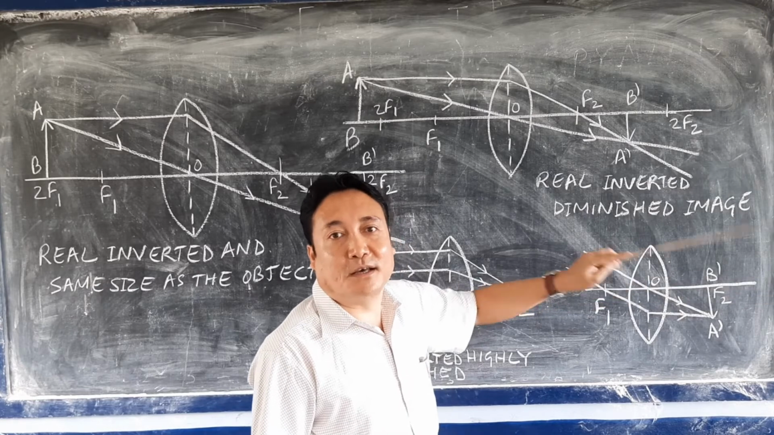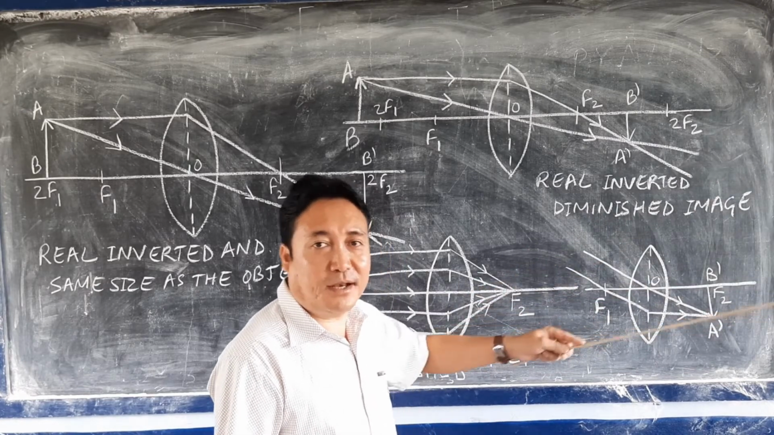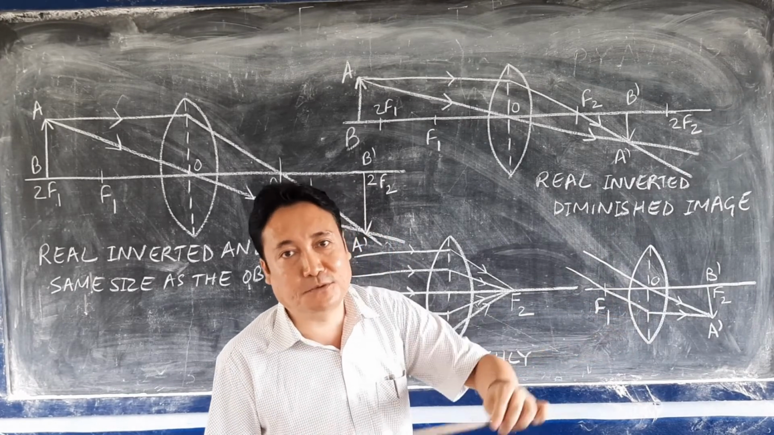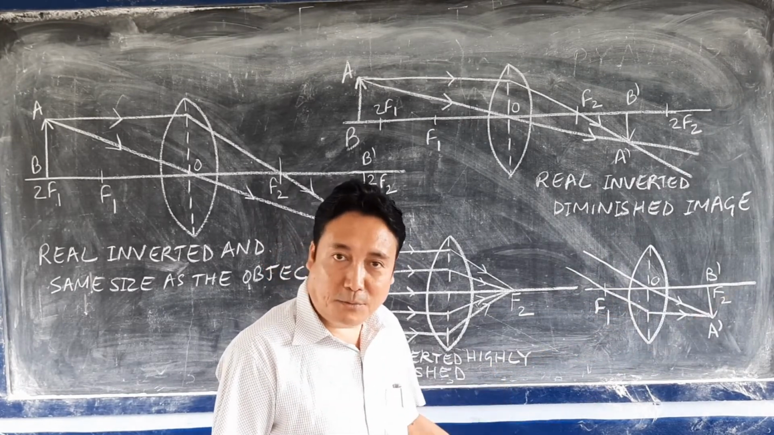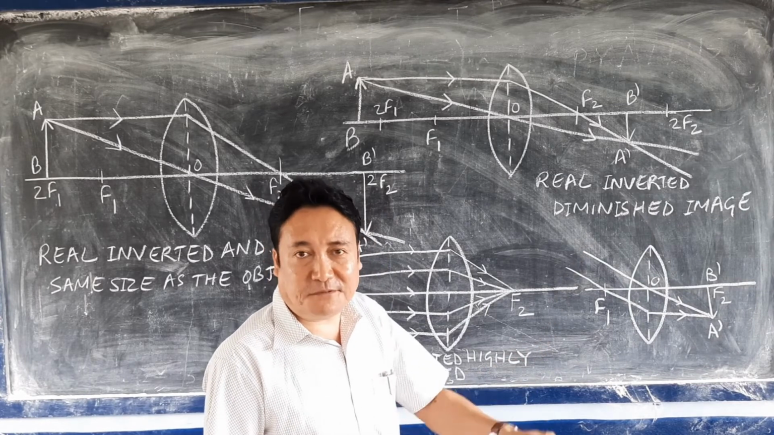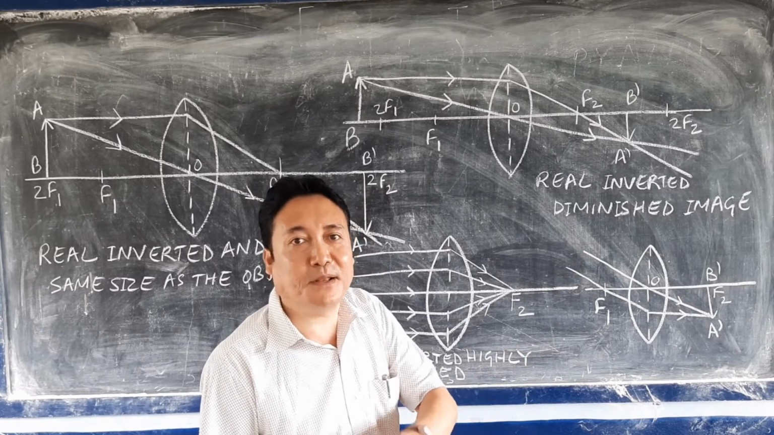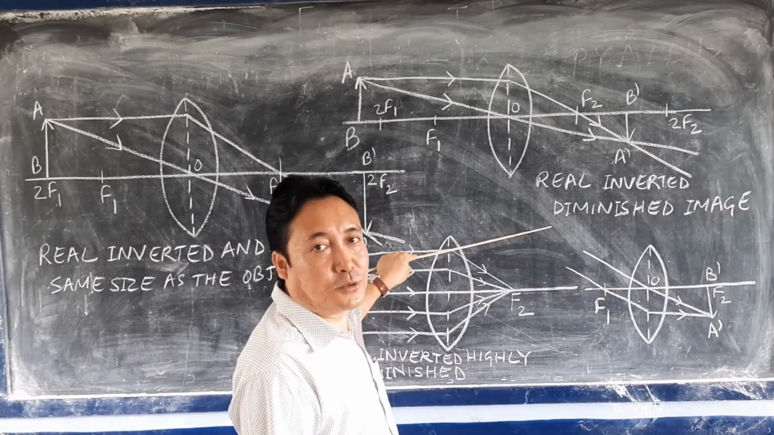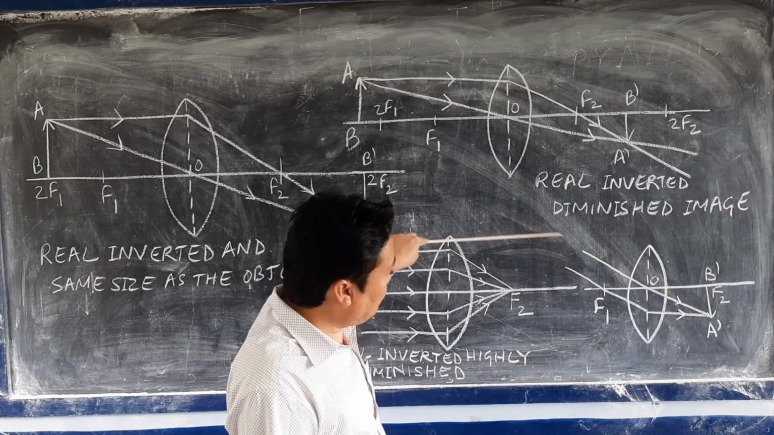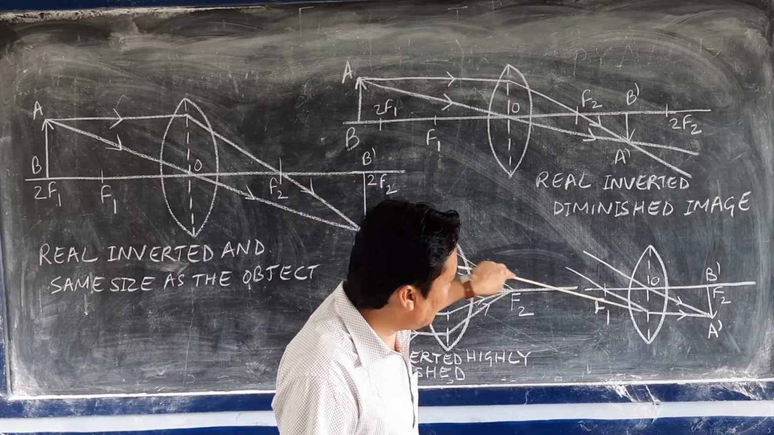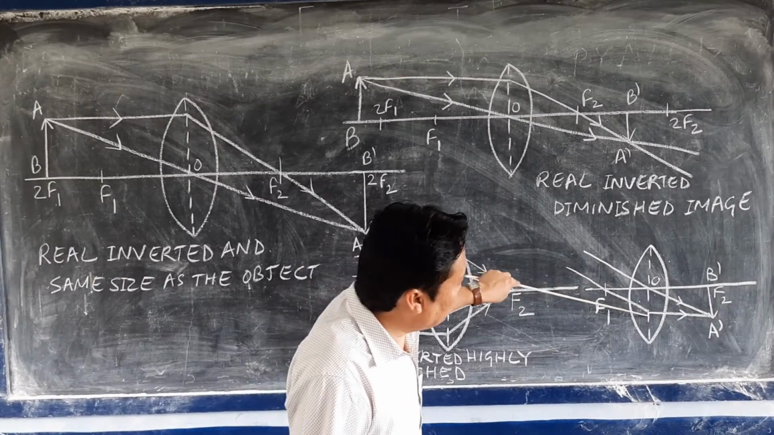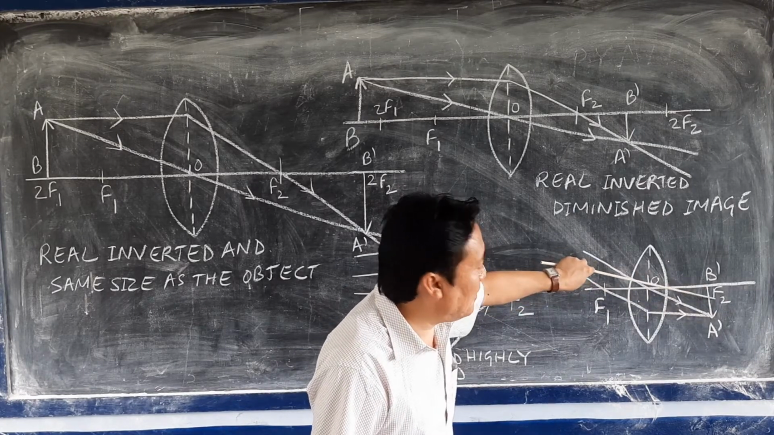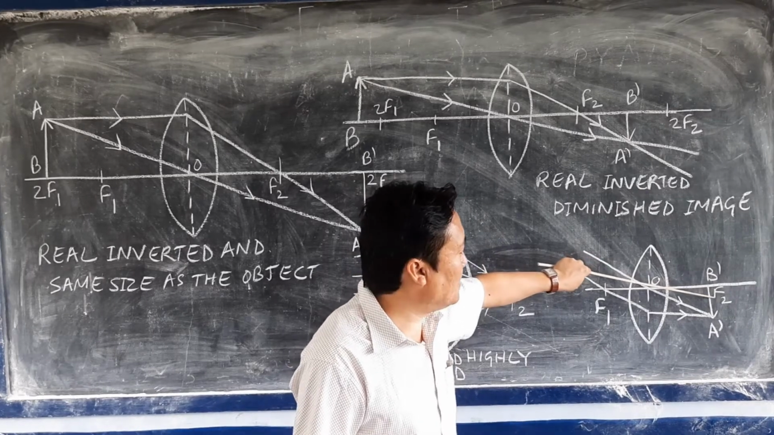That means this is just the opposite. When the ray of light is parallel to the principal axis, after refraction it passes through the focus. But here, when the ray of light passes through the focus, after refraction it goes parallel to the principal axis. Remember that. So this ray of light coming from the source, the object at infinity, passes through the focus, that means from the point F1, and after refraction it goes parallel to the principal axis. Therefore, the image is formed at F2.